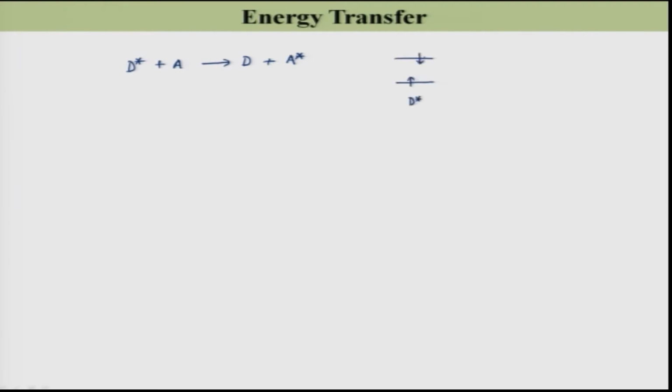So, if I now tell you this molecule D star has one electron over here and another over here, and A is present in the ground state, then these two, A and D, are interacting over a distance, which deactivates D and puts A in the excited state. And I said that for this dipole-dipole interaction, the interaction responsible is a Coulombic type of interaction.